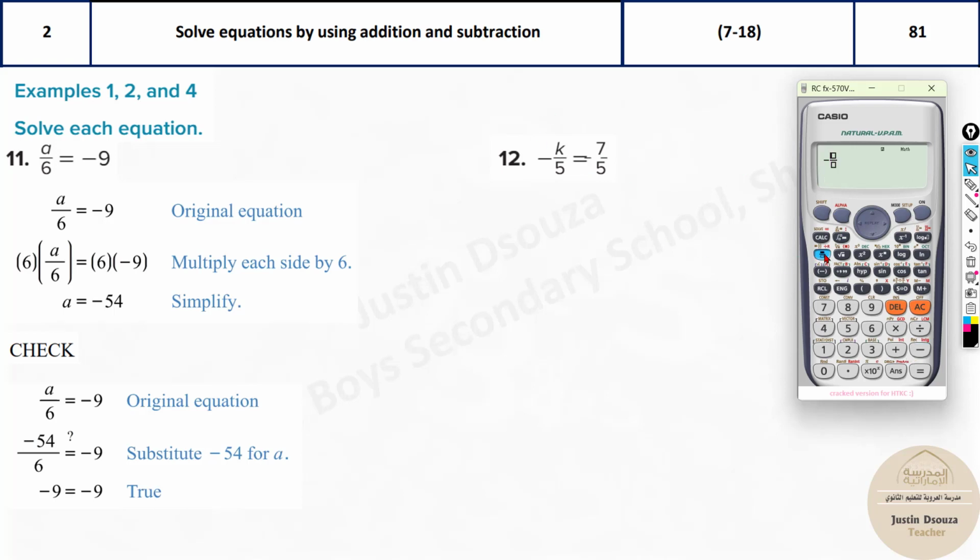So minus fraction, alpha x, k is the alpha x, divided by 5 equals 7 by 5. Really, this is so basic, you don't need to use a calculator, you can solve it easily. But this is the method. Now press shift and solve. This is not the answer. This is the previously stored answer for x. You need to press equal to, now it's solved. So that is the answer.